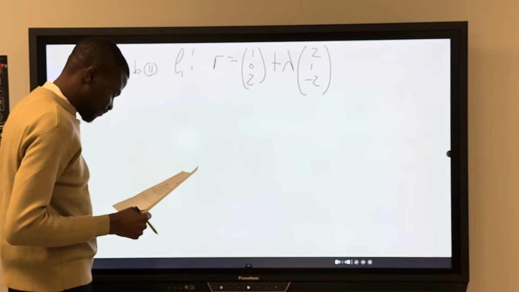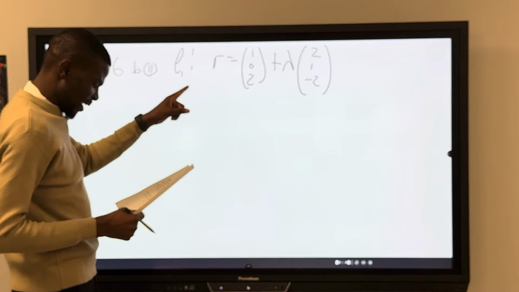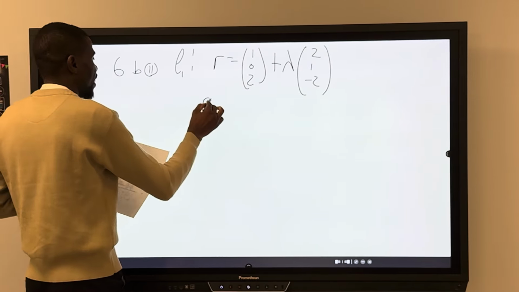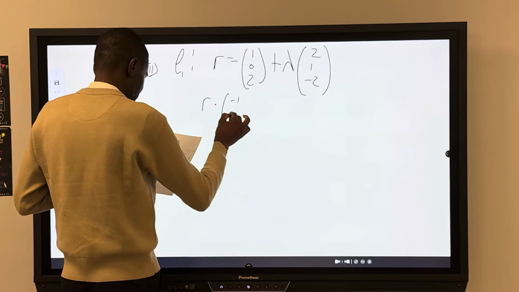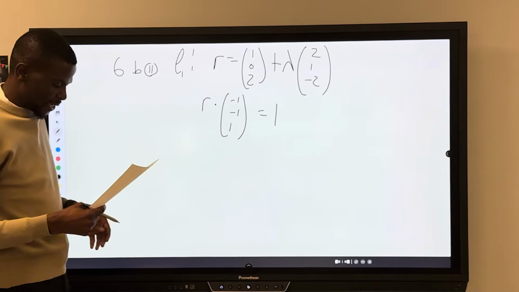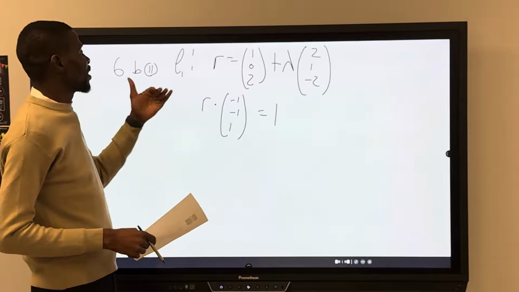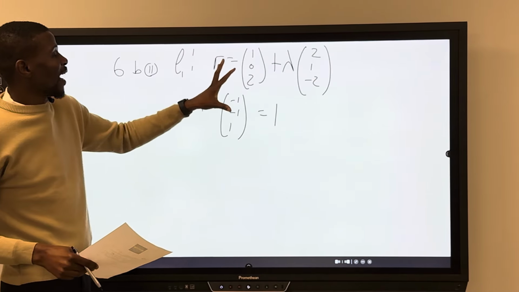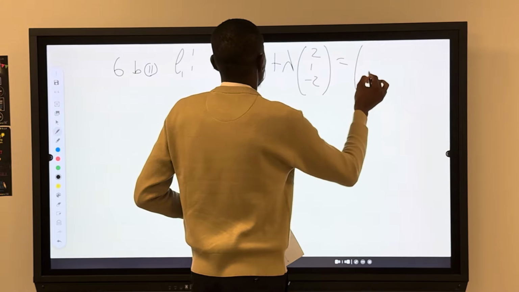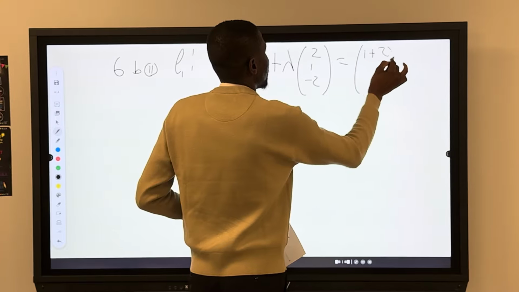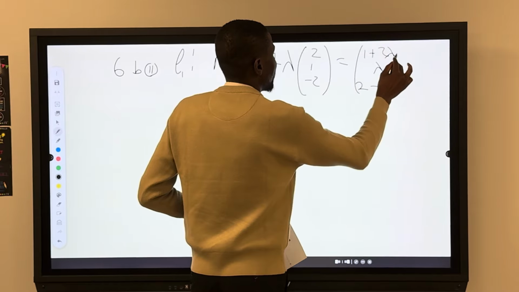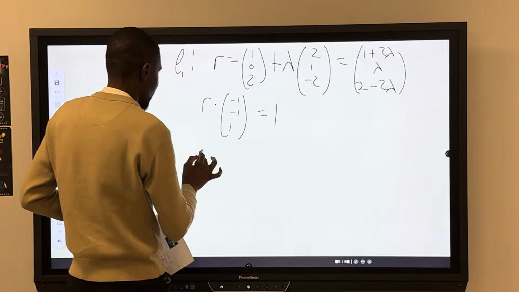Then, so I use this, right? Then we also have, we are given the plane r dot (-1, -1, 1) equal to 1. So to find the point of intersection, the coordinates of the point of intersection between the line and the plane, we find the general coordinates of the line, which is 1 plus 2 lambda, then 2 minus 2 lambda. Then we plug this into the plane.